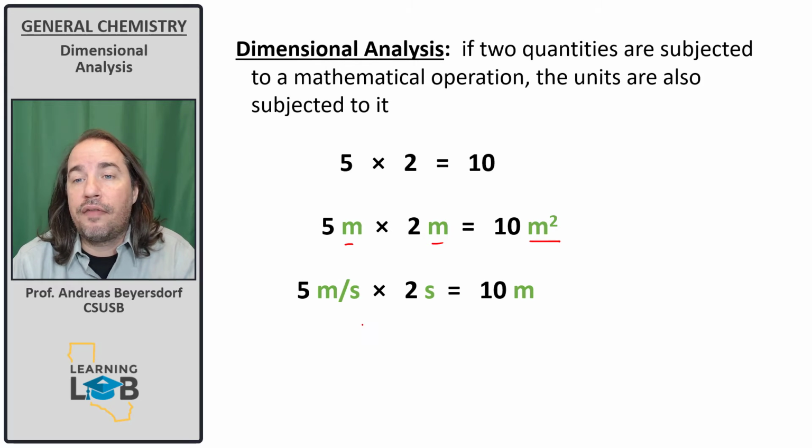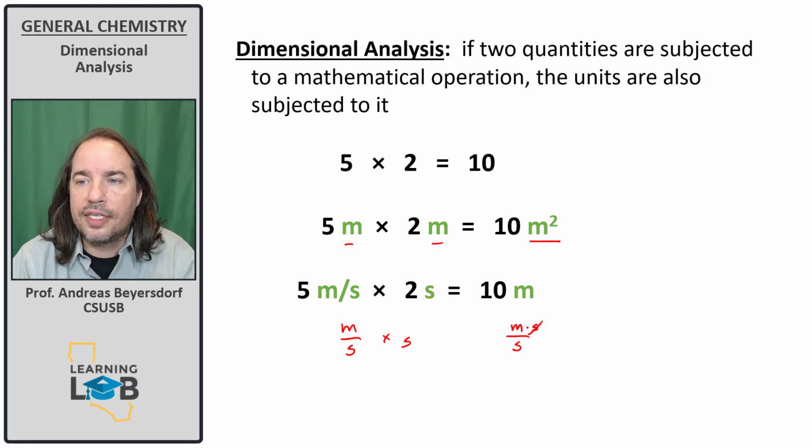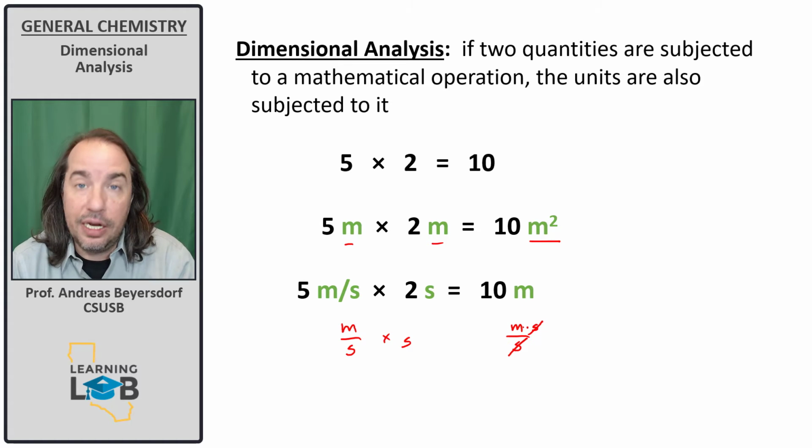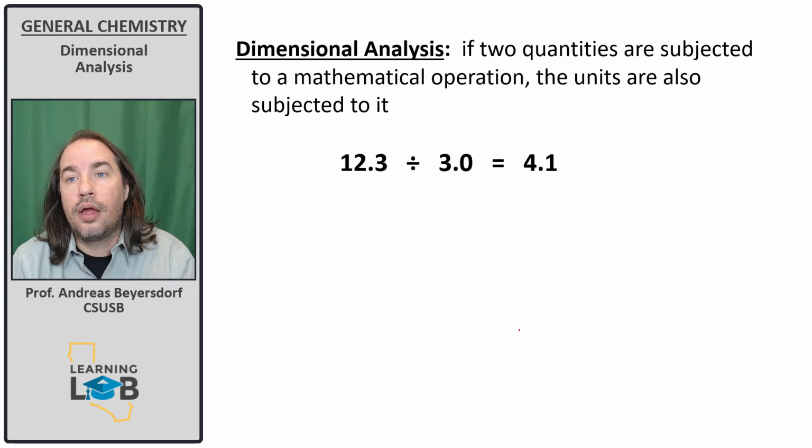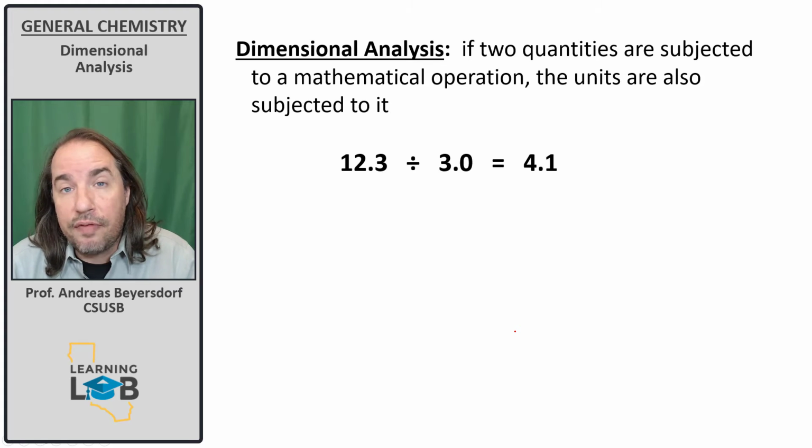Well, let's say it's 5 meters per second times 2 seconds. Well, in this case, I'll get meters per second and then times seconds. So the seconds will cancel out and I'll just get 10 meters. The same can be said for division.